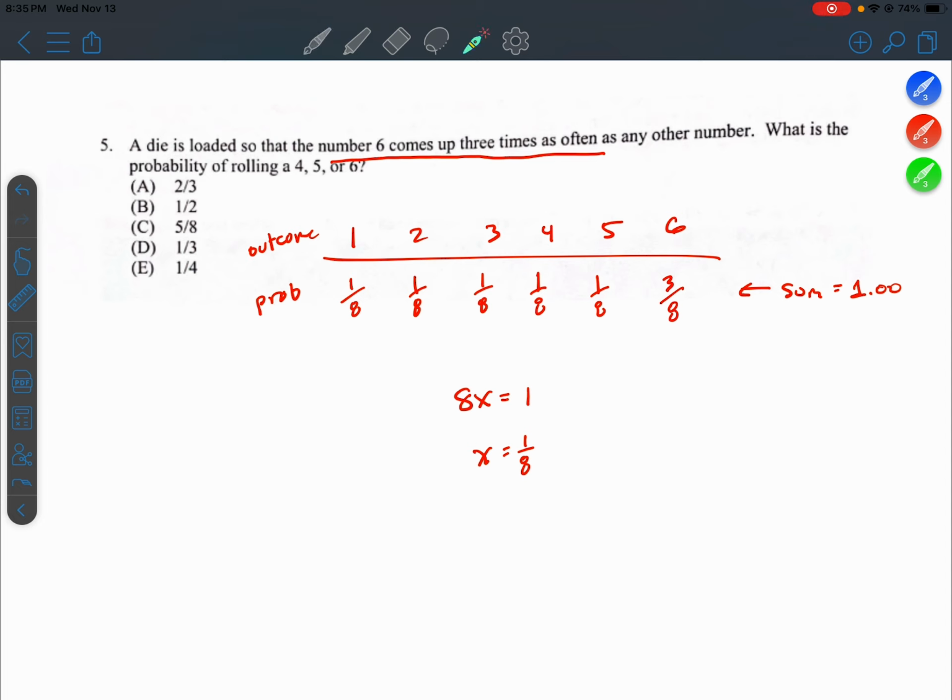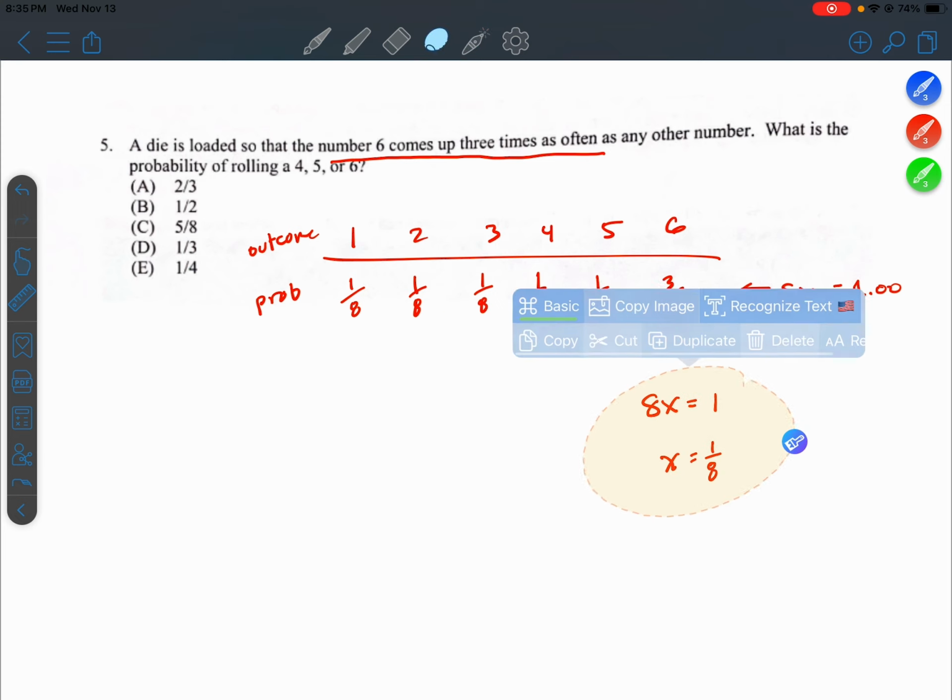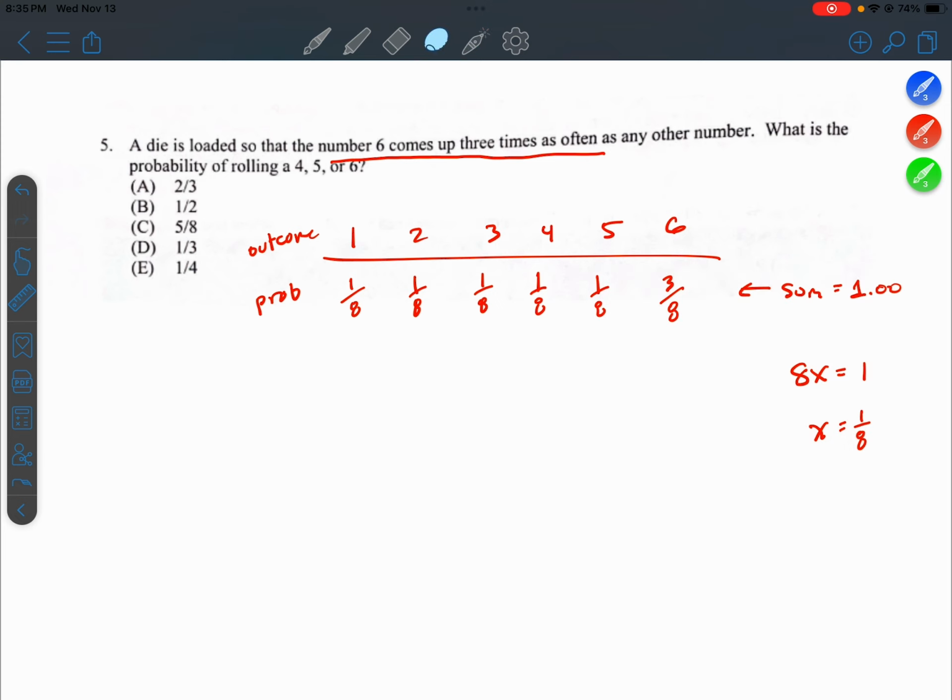Okay, so just pause the video, check for yourself that if you add these up, the sum is equal to 1, and obviously this value is 3 times bigger than that value. Okay, so now that we've got this probability model, let's move this work over to the side. Okay, let's answer the question.